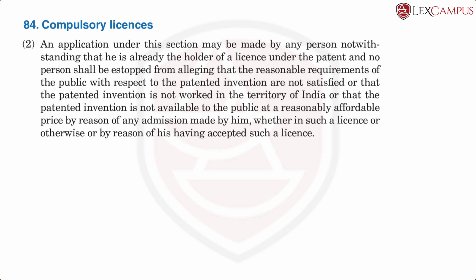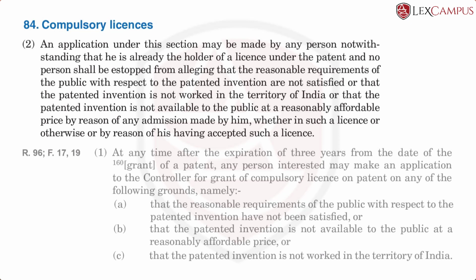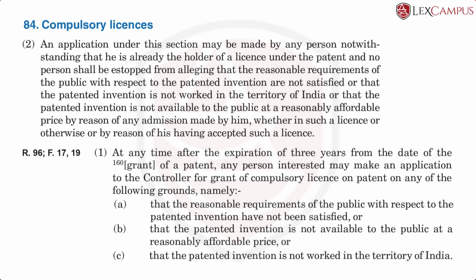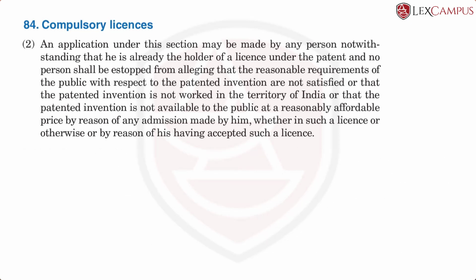By stopped, we mean that a person is not precluded, or a person is not prevented from making the allegations under grounds A, B and C of 84(1) by reason of such a person making an admission, whether in a license or by reason of having accepted a license. So, the fact that a person makes an admission with regard to any of these 3 grounds will not stop him from raising these grounds or from making an application.